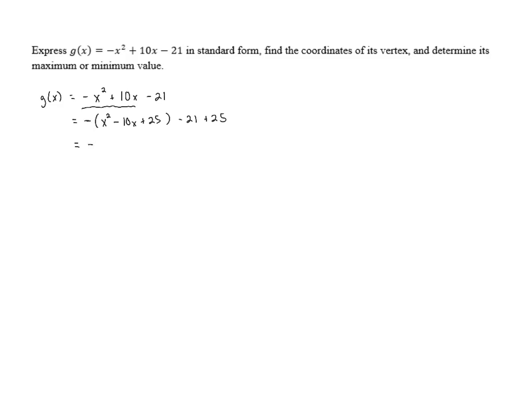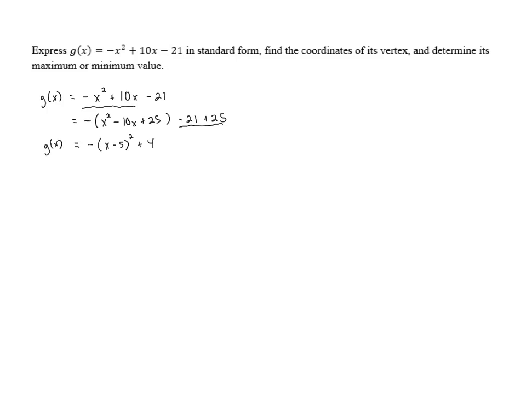So we can factor this perfect square trinomial. That's going to be x minus 5 squared. And we can combine the constant terms. Negative 21 plus 25 is positive 4. And so we now have this quadratic function in standard form.